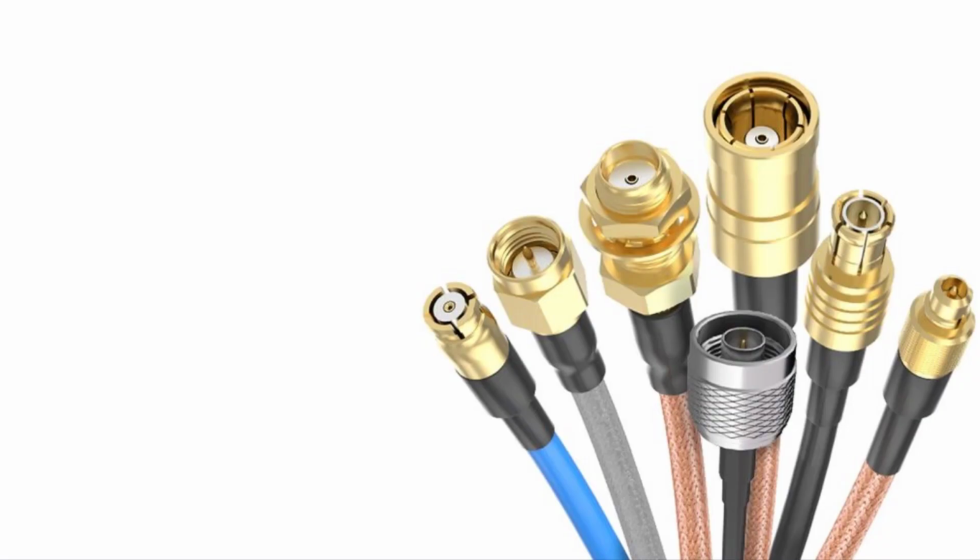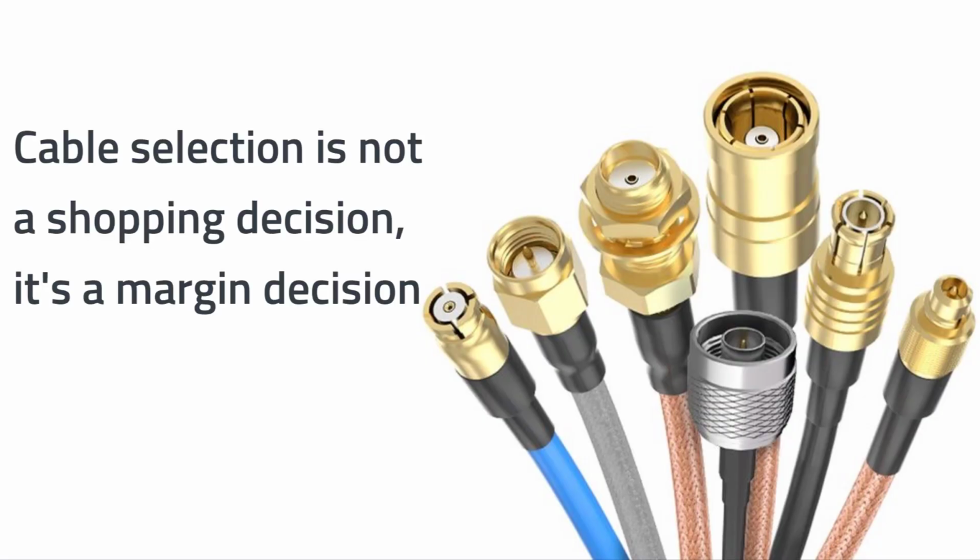Cable choice is one of the easiest ways to lose link budget without realizing it. Engineers quite often pick a cable based on geometry, flexibility, and what's convenient in the enclosure. Those are legitimate constraints, but cable choice also controls attenuation, and attenuation is rarely intuitive.